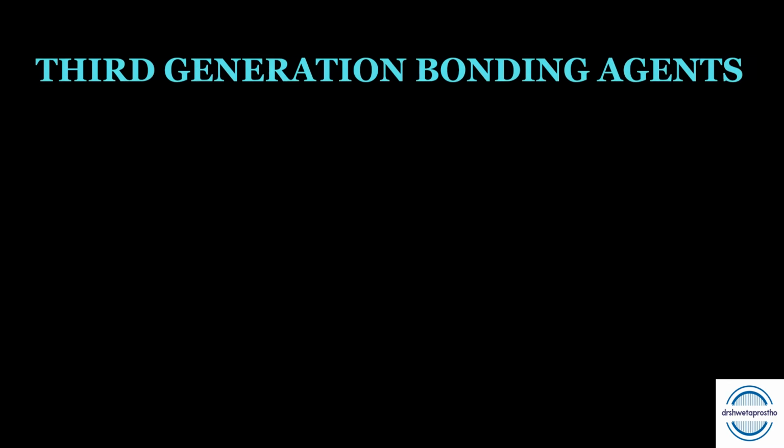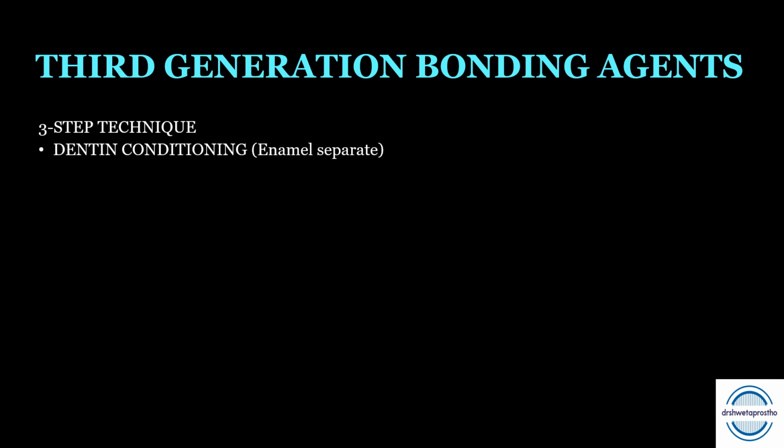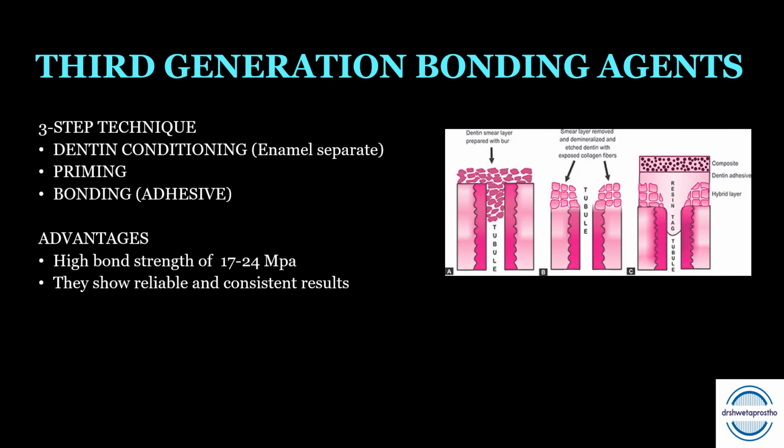So a three-step technique was followed in the third generation bonding agents for the dentin. First was dentin conditioning. Remember, the enamel is separately etched, but aggressive etching of the dentin was avoided because it could cause pulpitis. Second, priming, applying the primer. Third, applying the adhesive or the bonding agent. The advantage of the third generation was a high bond strength of 17 to 24 megapascals, because we are altering the smear layer, which is increasing the penetrability. These show reliable and consistent results.